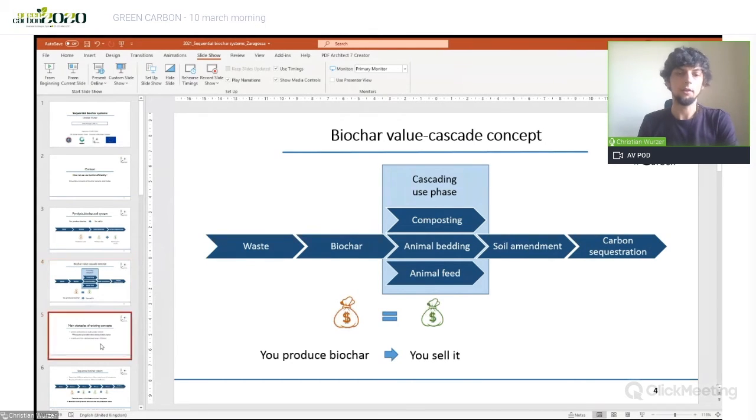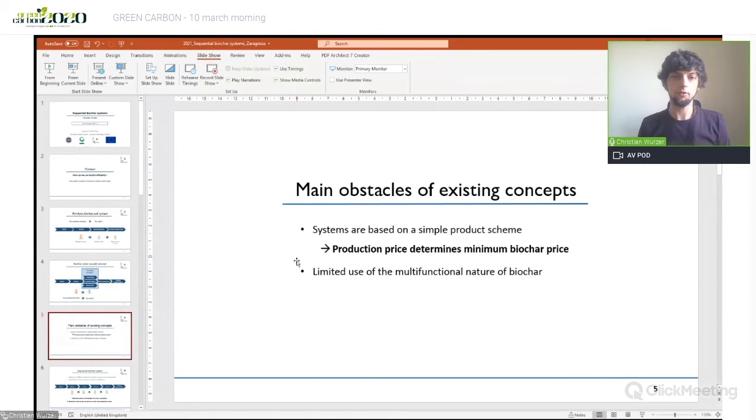So there are some obstacles for these concepts. The first one is this simple product scheme of producing and selling. This implies that your production price determines your minimum biochar price, because you cannot sell your biochar below your production price in these concepts, otherwise you don't make a profit, but a loss. The second obstacle is the limited use of the multifunctional nature of biochar. If you produce a biochar and sell it, you usually target one application. And as we all know, biochar has a variety of different properties, so there should be a possibility to make better use of that.